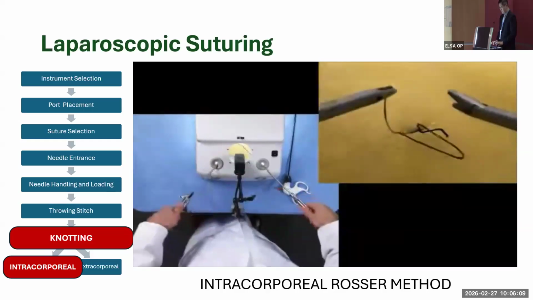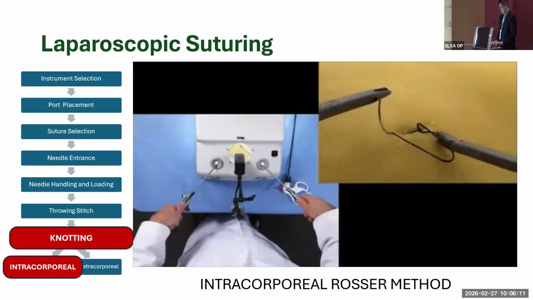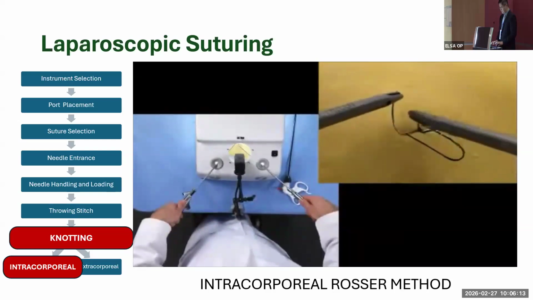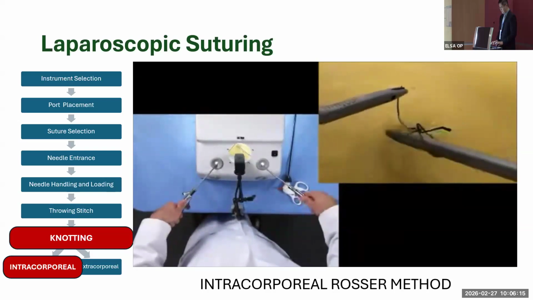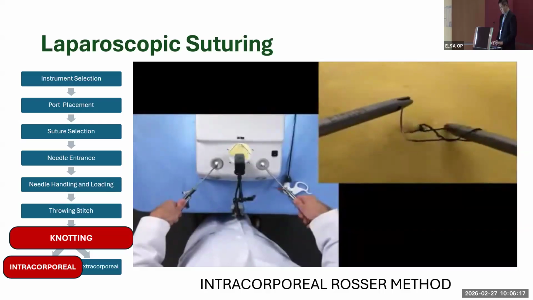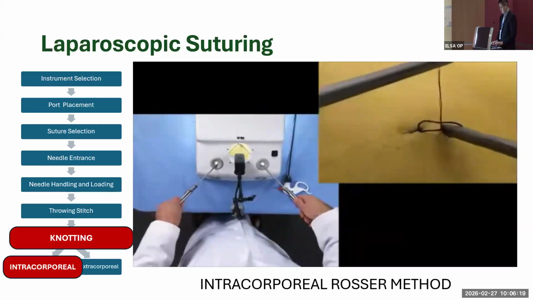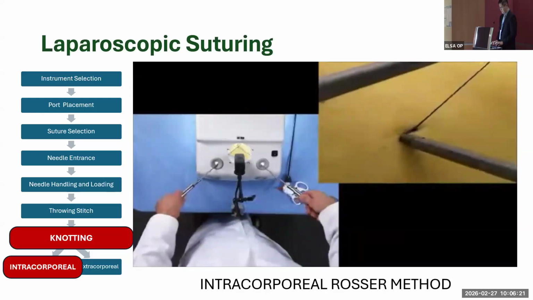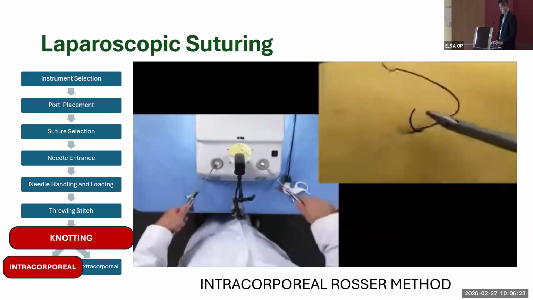Release the tag, bring the needle back. The tag is now to the right of the knot. The needle is to the left. We'll make a clockwise rotation, grasp the tag, rotate our hand immediately 90 degrees, move the right hand to 7 o'clock, and we've completed the knot.